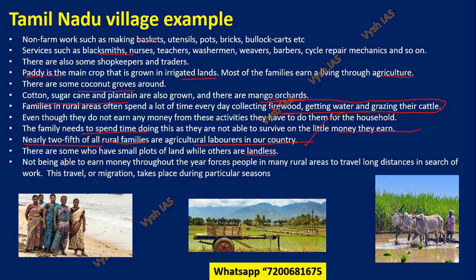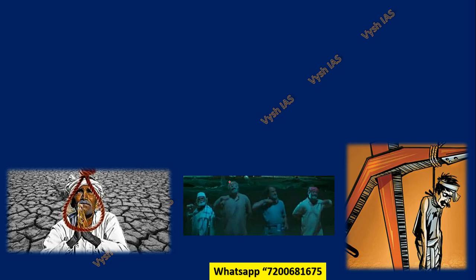Not being able to earn money throughout the year forces people in rural areas to travel long distances in search of work. This travel or migration takes place during particular seasons. So that is why, as I told, this much trouble is there. You will see a lot of movies and web series coming out everywhere showing farmer suicides. The farmer suicide issue was a big issue before, I think, 2016 and all. And many movies came at that time.